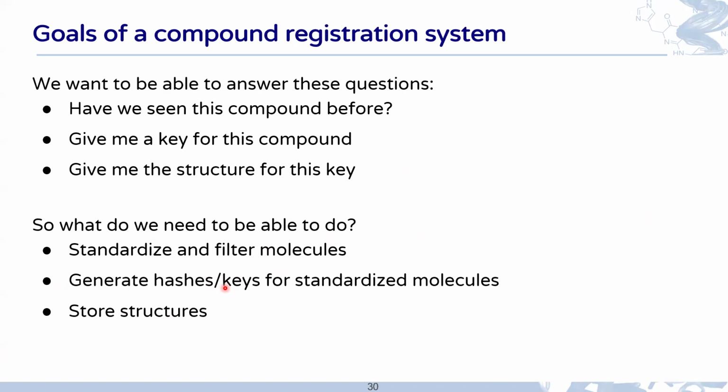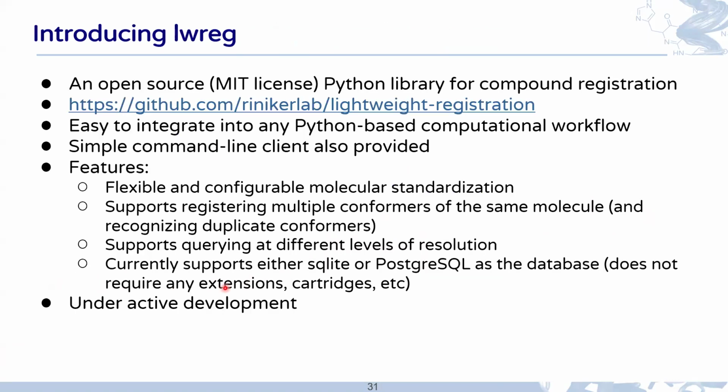So now this hash and key is going to be doing a lot of work. We put together a system for doing this. It's called lwreg. I am really creative with my names. So LW lightweight, reg registration. It's in GitHub. It's open source. It's Python based and easy to integrate into any computational workflow. There's a command line client if you like those things, and I'll talk about some of the features along the way. It's also under active development. So we're actually working on this, using it in the group on a number of different projects, and there's other folks using it.